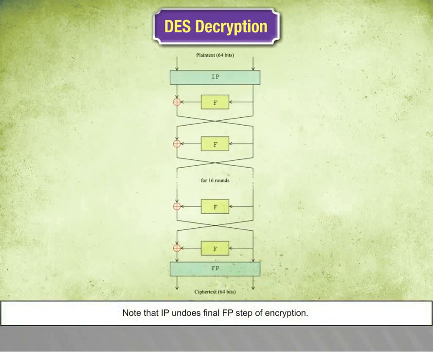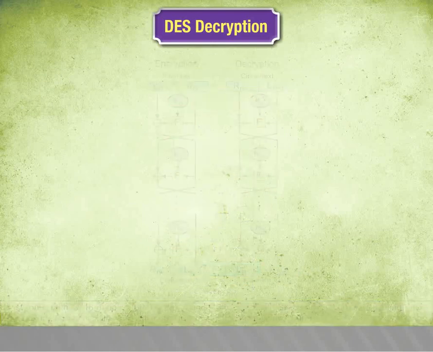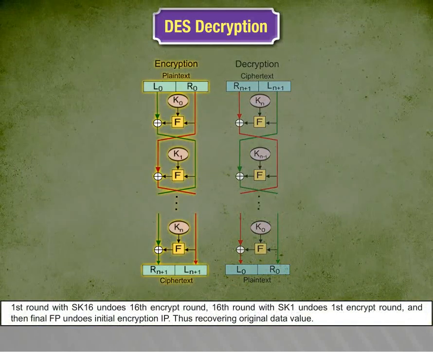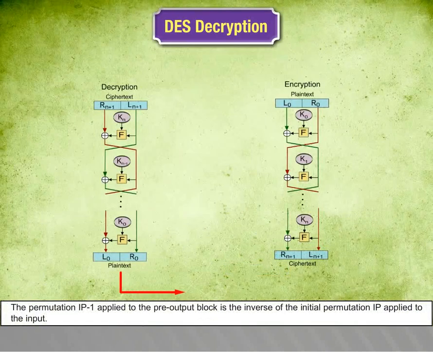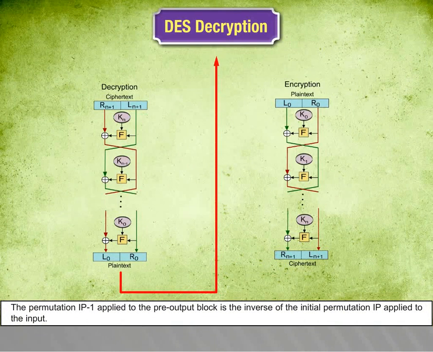Note that IP undoes the final FP step of encryption. The first round with SK16 undoes the 16th encrypt round, the 16th round with SK1 undoes the first encrypt round, and then finally FP undoes the initial encryption IP, thus recovering the original data value. The permutation IP-1 applied to the pre-output block is the inverse of the initial permutation IP applied to the input.